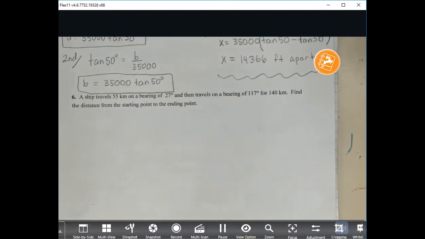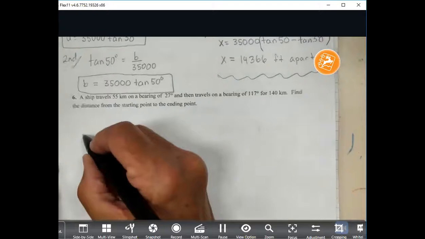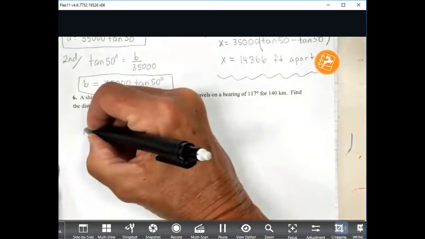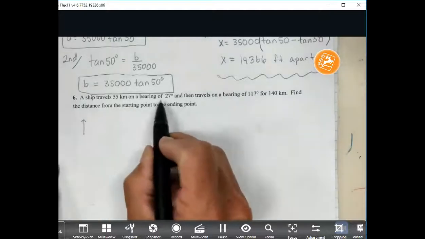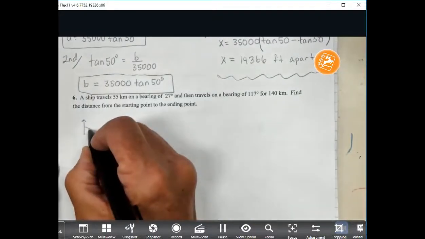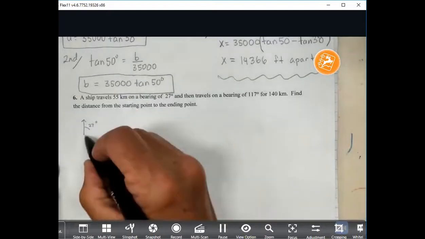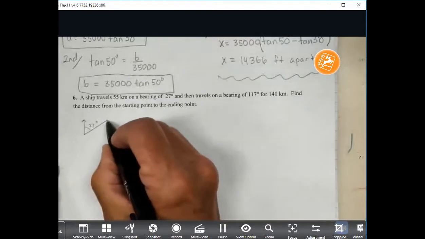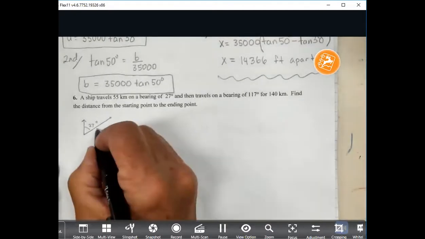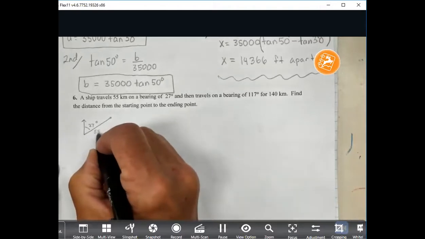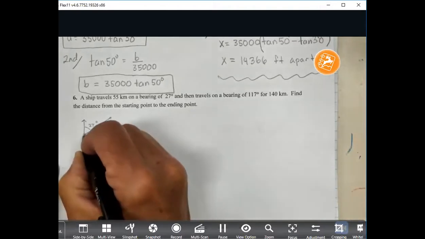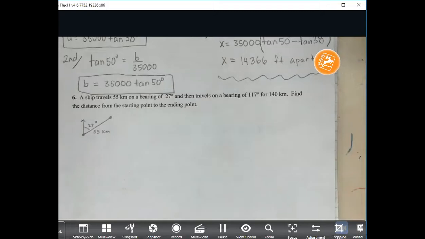Okay, so let's see if I can draw this. From a north line, I'm going to draw a bearing of 27 degrees. So I'll just fake it. There's 27 degrees. The ship travels 55 kilometers. So here's 55 kilometers. It takes me from here to here on the bearing of 27 degrees.